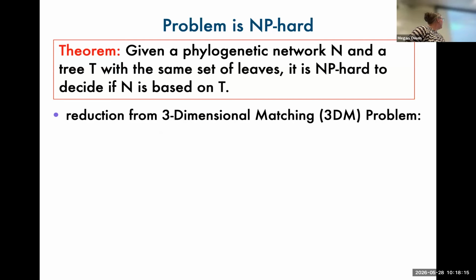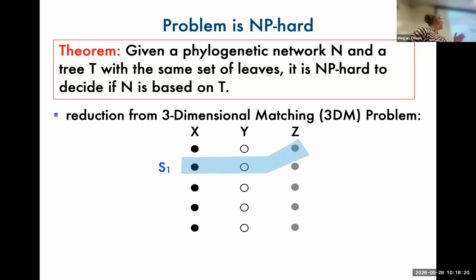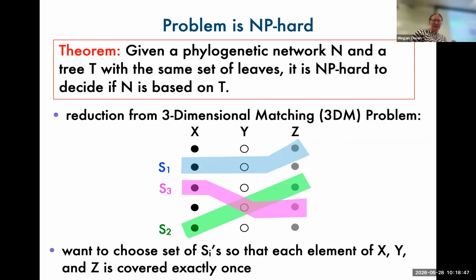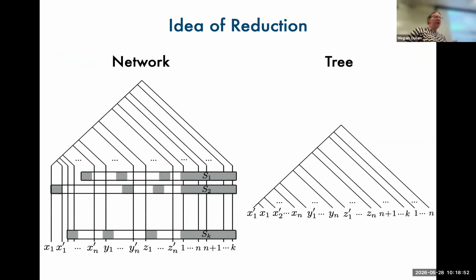So the three-dimensional matching problem is you have three sets. Sorry, I don't remember if they call them sets, but whatever. You have an X, a Y, and a Z, and then you have these sets that pick up one element from each. Like S1 or S2 picks up one element from each. And you want to pick a set of these S_i such that you cover each element in X, Y, and Z exactly once. So that's the matching part, to get it covered exactly once. Okay, so that's how we set it up.